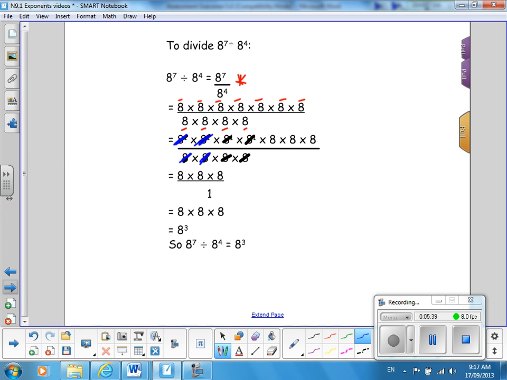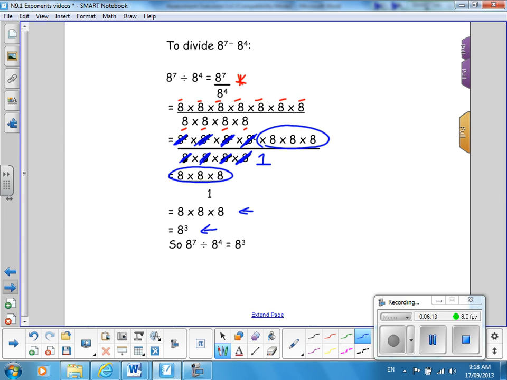So notice we scratch out those 8s, because 8 divided by 8 is 1. So all we're left with on the bottom is 1 times 1 times 1 times 1. In the numerator, we still have three 8s. Anything divided by 1 is just the number. So it's just 8 times 8 times 8, which is repeated multiplication of 8 to the exponent 3.